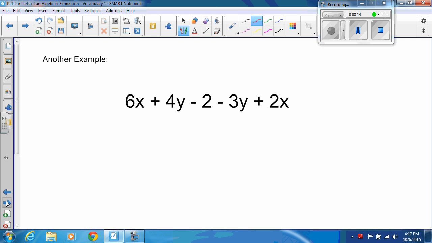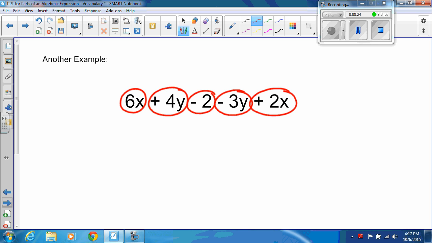Again, let's circle all of our terms. I have 6x, positive 4y. Sometimes it's good to put the sign with it because then you can see what you're doing. Minus 2, minus 3y, plus 2x. So there's all of my terms. They're all separated by those plus or minus signs. And now I'm going to combine the ones that are alike. So I'm going to start with the x's. So I have a 6x, and looking along here, I have another 2x over here that I'm adding. So 6 plus 2 is 8x.